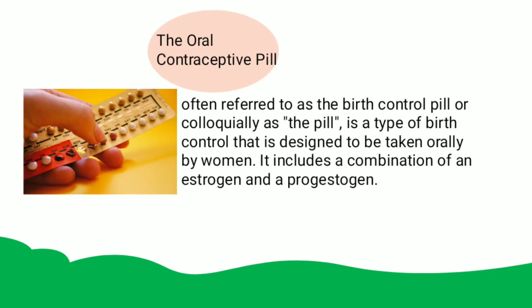Next is the oral pill. This is often referred to as the birth control pill or colloquially as the pill. It is a type of birth control that is designed to be taken orally by women. It includes a combination of an estrogen and a progestogen.